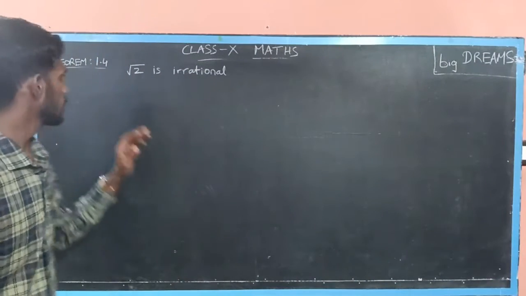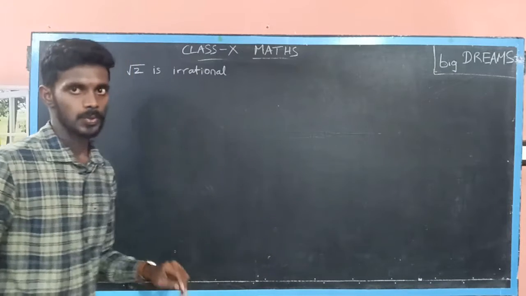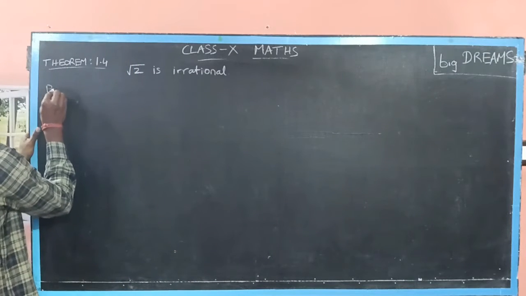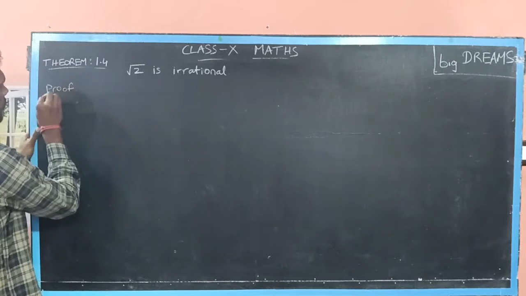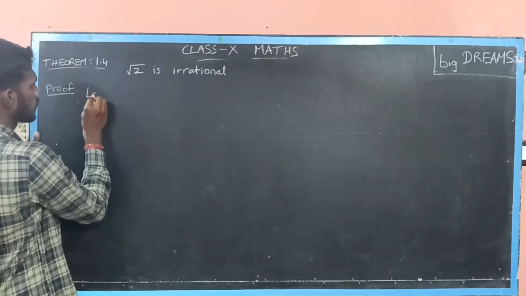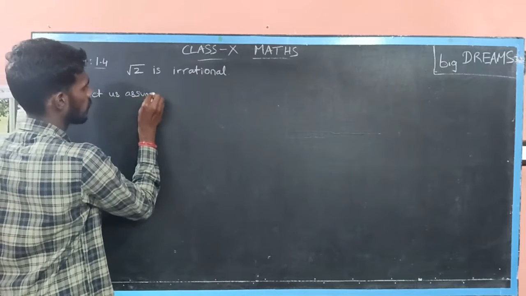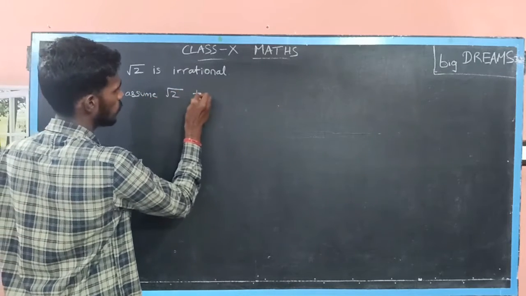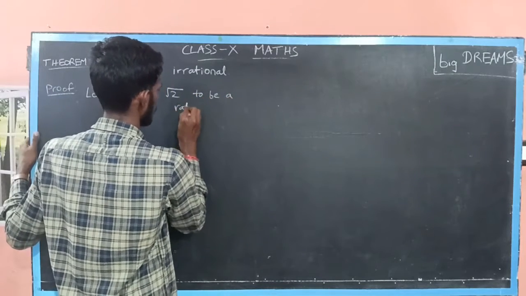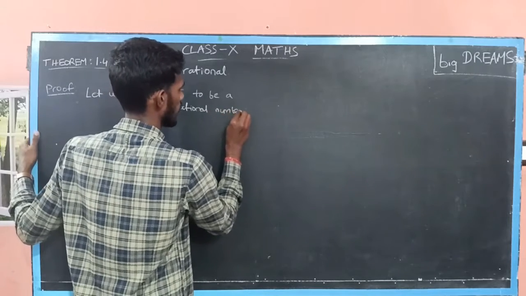Students, next let's see theorem 1.4. It states that root 2 is irrational. So we are going to now prove the theorem. Okay, so proof. You have to prove root 2 is irrational. For that, first let us assume root 2 to be a rational number. So I am assuming root 2 as a rational number.